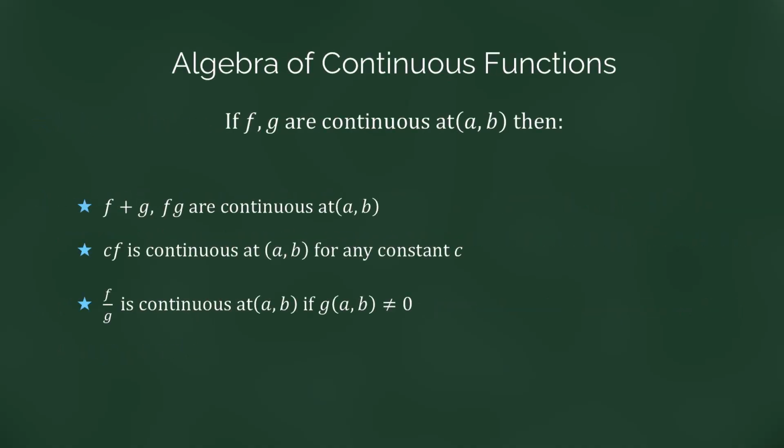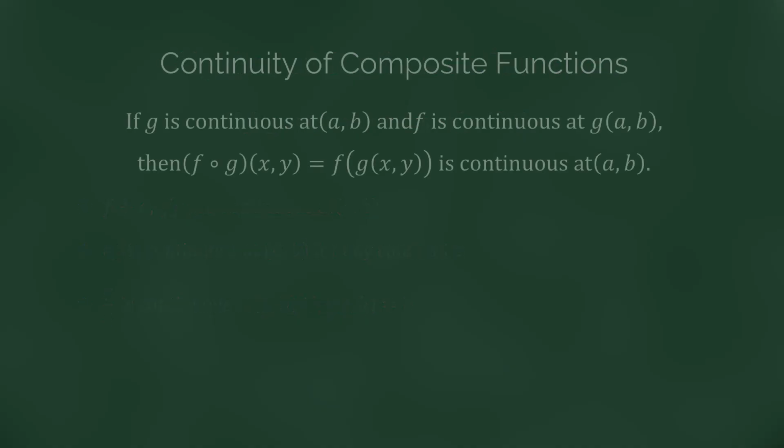We can also algebraically combine continuous functions, so the sum and product of 2 continuous functions remains continuous. A constant multiple of a continuous function is continuous. And the quotient of 2 continuous functions is going to be continuous, assuming that the denominator function is non-zero.